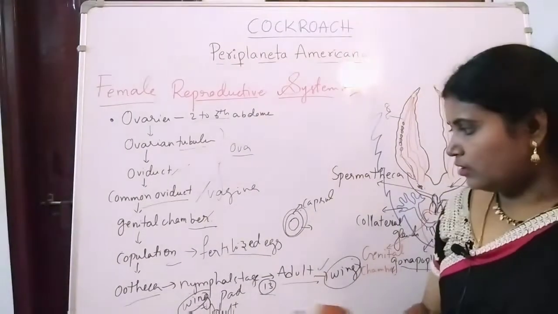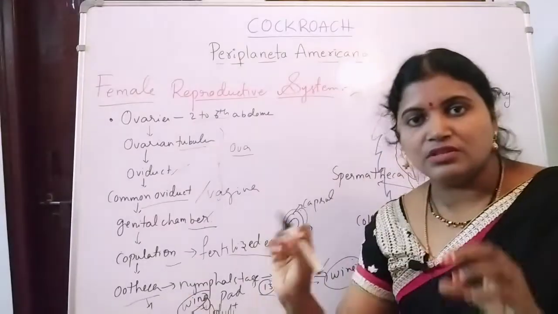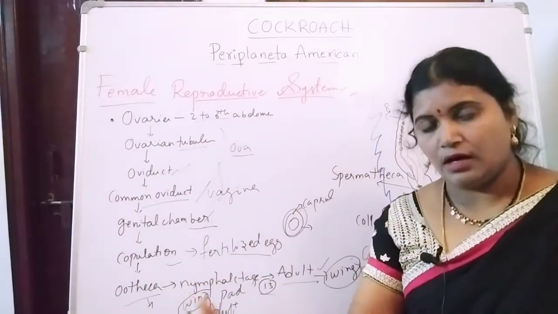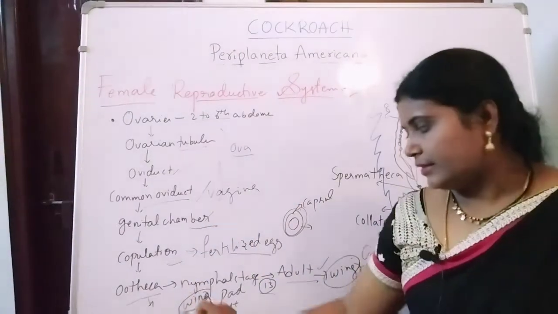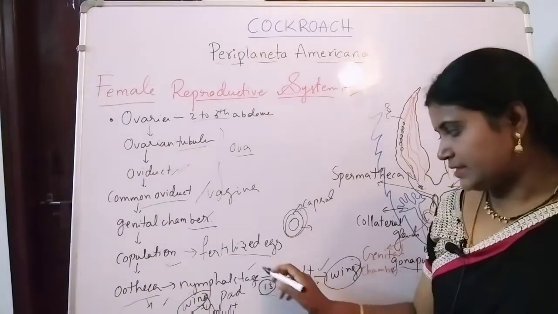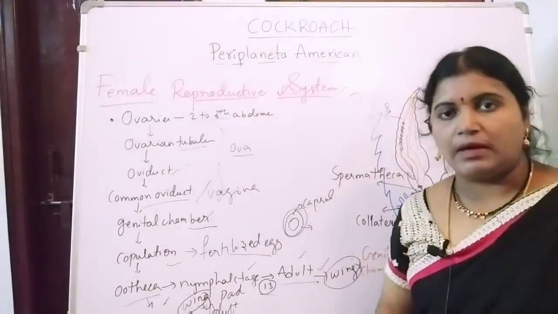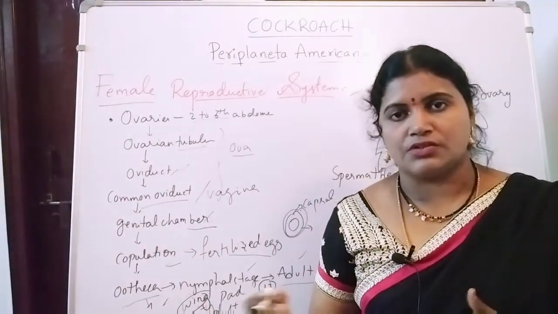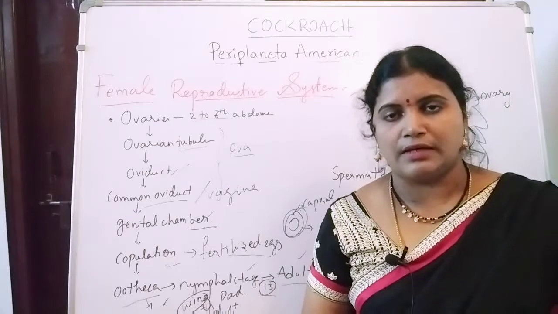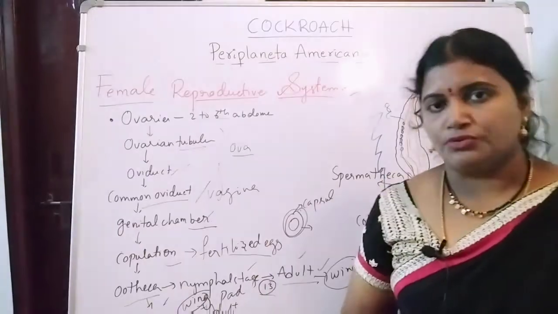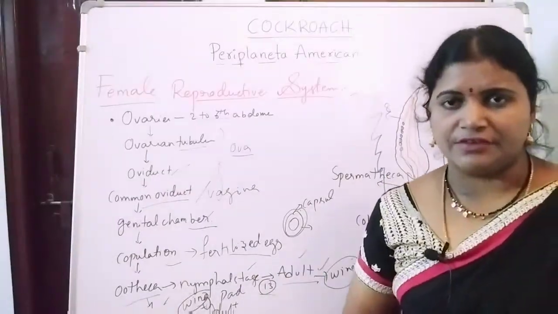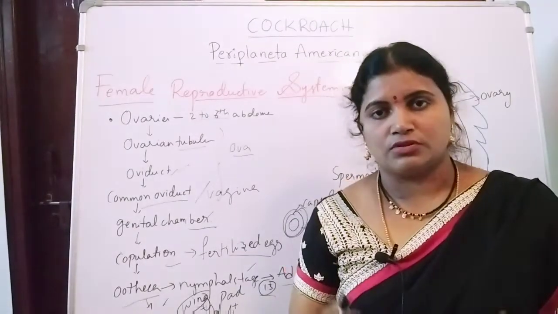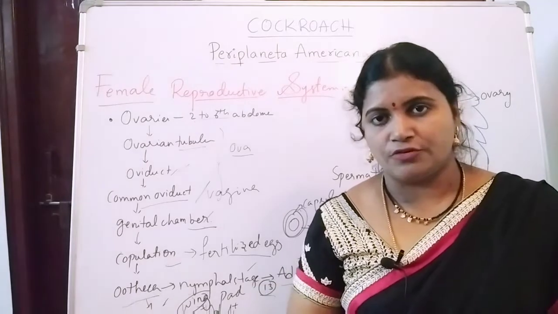These oothecae stick to surfaces. Wherever food availability from organic sources is high, they develop from nymphal stages into adult stages. Mostly these kinds of insects are contagious. Contagious means they contaminate the food, through which people face different kinds of infections. Okay guys, this is about the female reproductive system, male reproductive system, and complete anatomy of the cockroach.